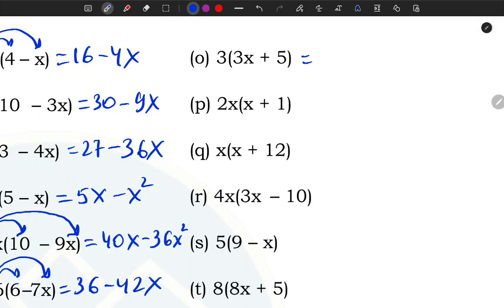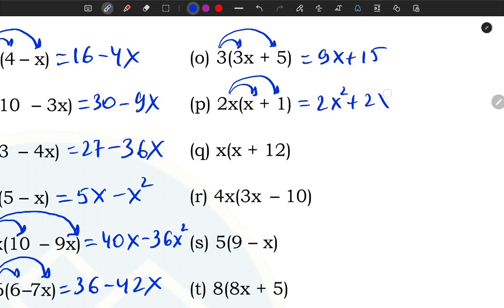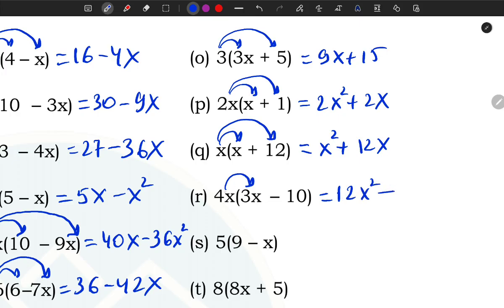In variant O, we need to multiply 3 by 3x, then 3 by 5, and we get 9x plus 15. Here we need to multiply 2x by x, then 2x by 1, 2x squared plus 2x. Here we multiply x by x, then x by 12, x squared plus 12x. Here we multiply 4x by 3x, we get 12x squared minus 40x. Here we multiply 5 by 9, we get 45. Then 5 by negative x, we get negative 5x.